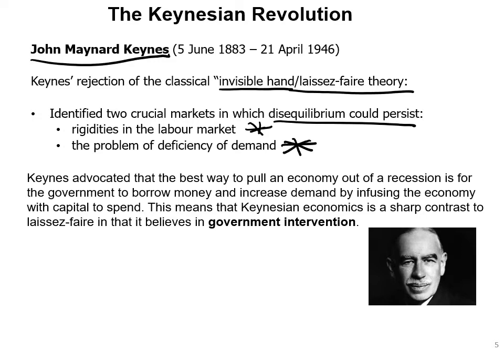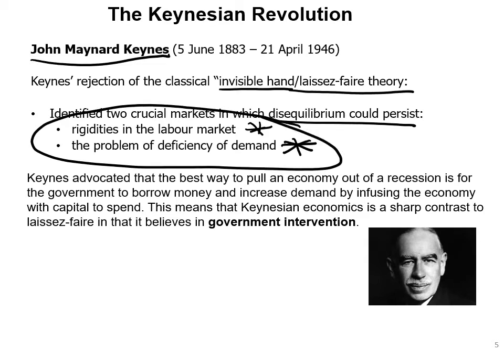So for these two reasons, this invisible hand concept might not work. So we need to get involved. The government has to get involved in the labor market. The government has to get involved in the demand market. Keynes advocated that the best way to pull an economy out of a recession is for the government to borrow money and increase demand by infusing the economy with capital to spend. So this happened during the Great Depression of the 1930s.